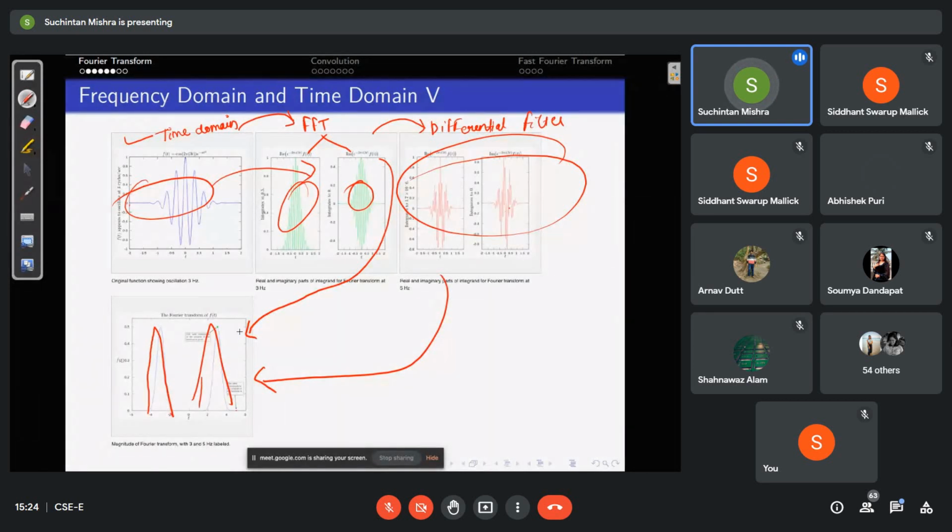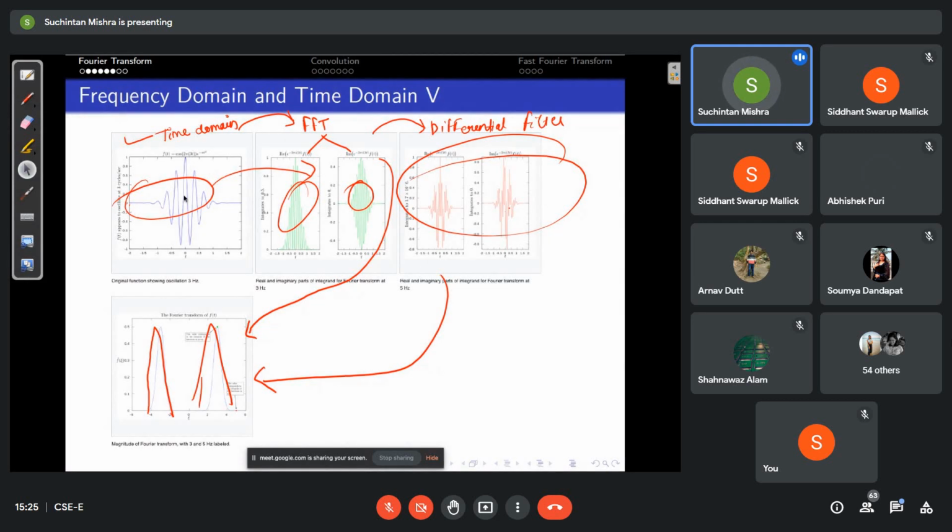Yes, is the concept of time domain and frequency domain clear? What is the meaning of time domain? What is the meaning of frequency domain? How can a signal be represented in the time domain and how can a signal be represented in the frequency domain? If you understand it, now we'll move forward.